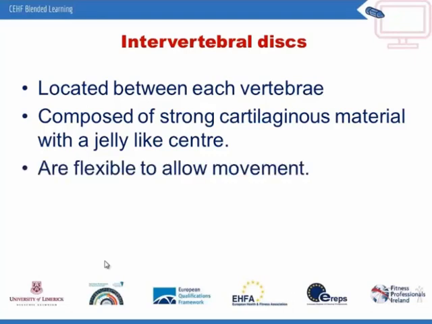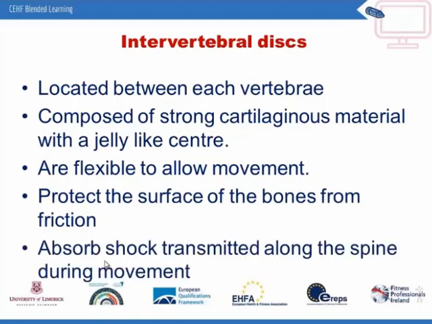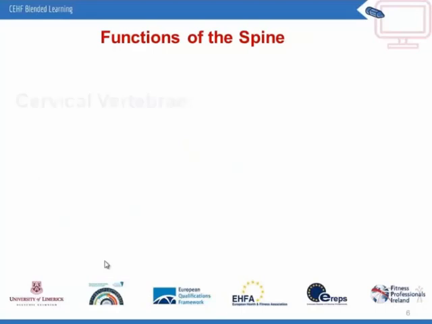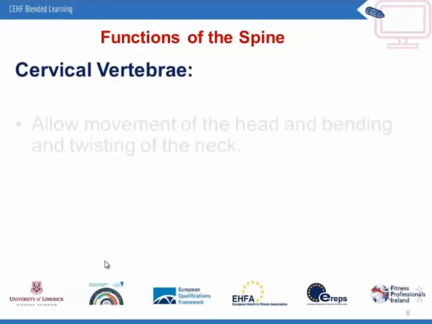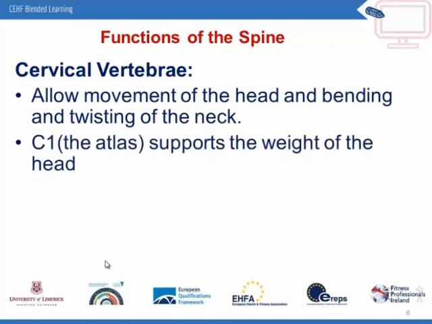These discs are flexible in order to allow movement. They also help to protect the surface of the bones from friction, and they help to absorb shock transmitted along the spine during movement. The functions of the spine. The cervical vertebrae allow movement of the head and bending and twisting of the neck. C1, also known as the atlas, supports the weight of the head.